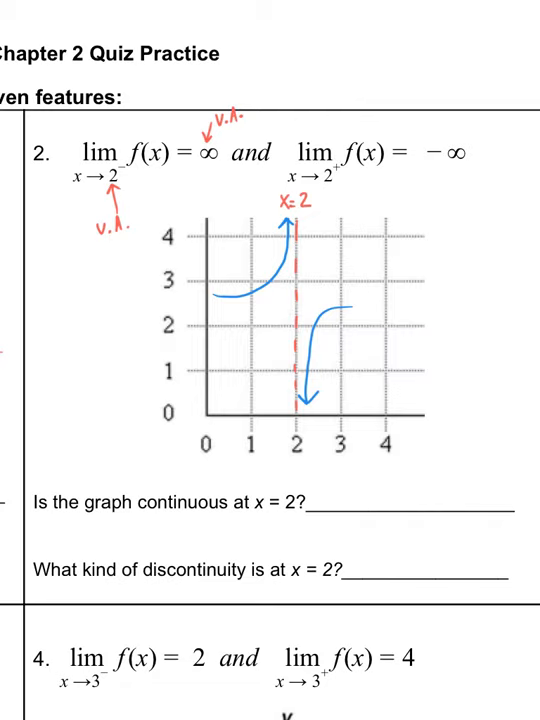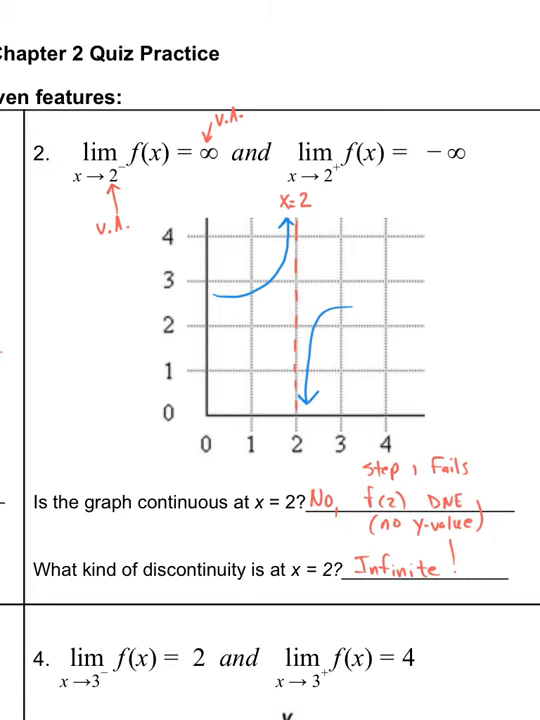Okay, is the graph continuous? Well, let's go through the steps. Is there a y value here? No, there's no point there because there's a vertical asymptote. So we're going to say no. And just like number 1, we say step 1 fails. f of 2 does not exist. No y value. And you can put either one of those. Either one of those is acceptable. What kind of discontinuity? Again, that's an infinite discontinuity. Oops, I can't spell infinite. Infinite, I-N. Okay, there's number 2.